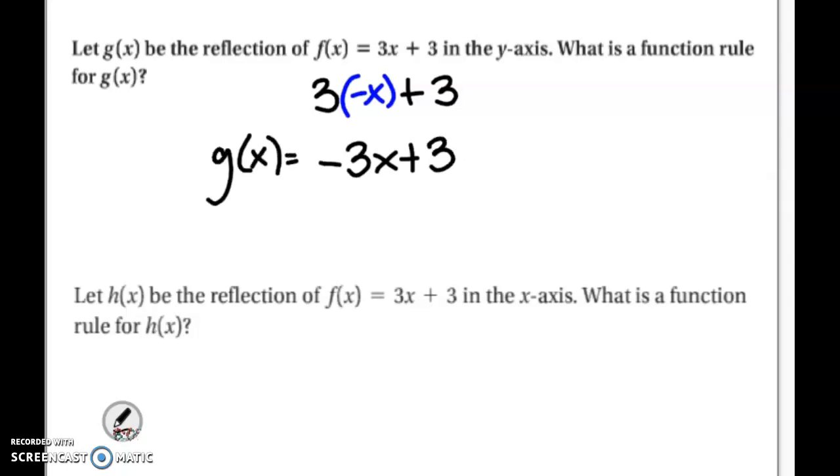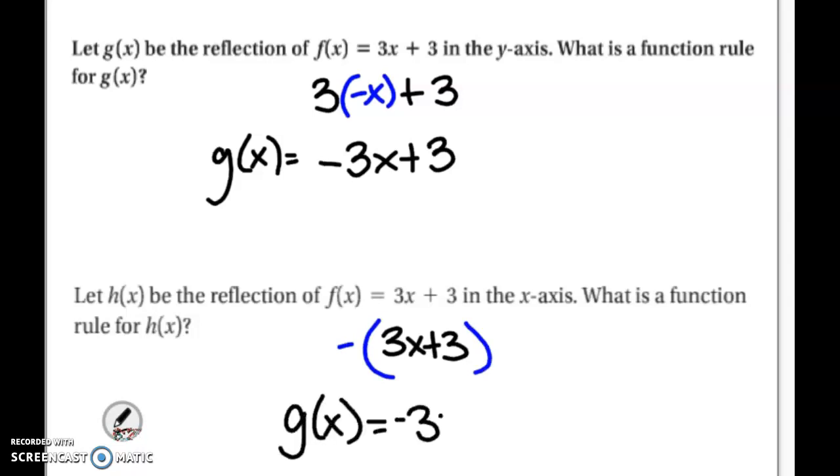If instead I'm reflecting across the x-axis, then it's going to be a negative on the outside of the function. So my new rule will be negative 3x subtract 3. So it's a little bit different. It's either on the outside or right next to the x.